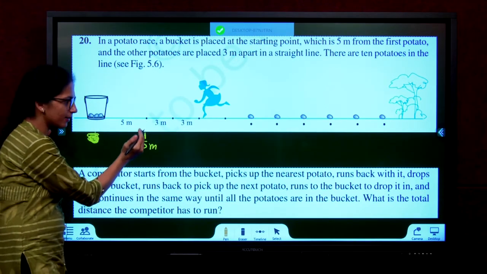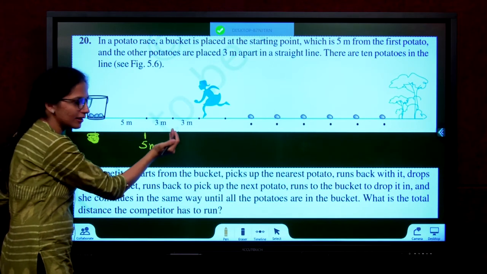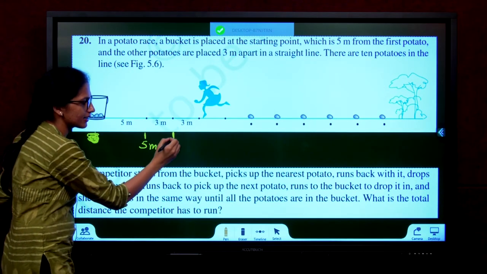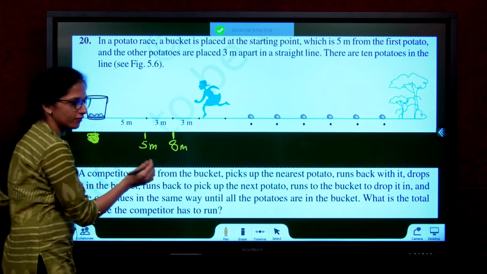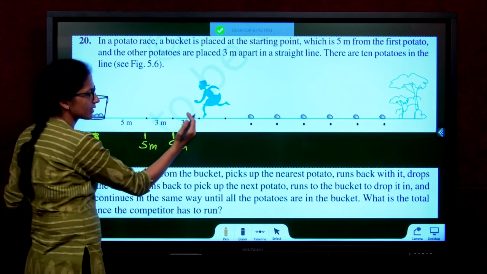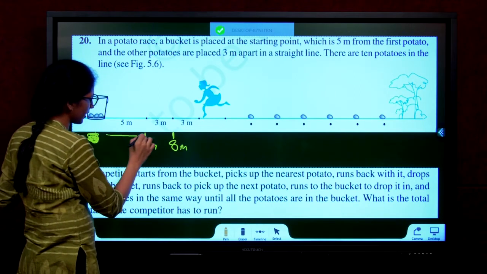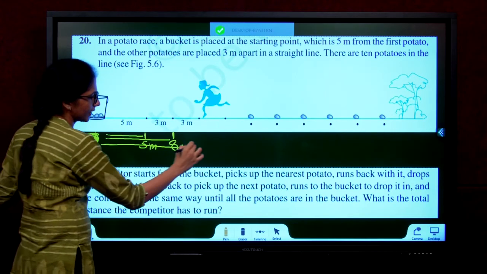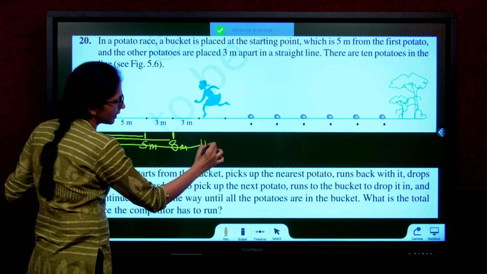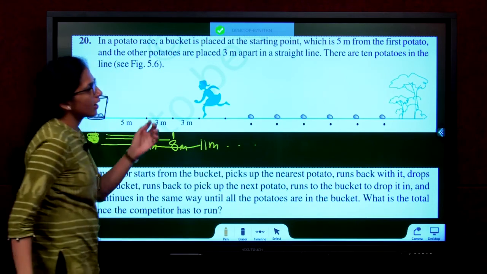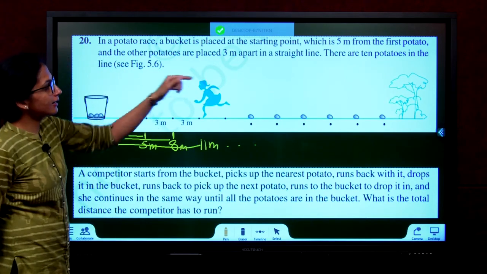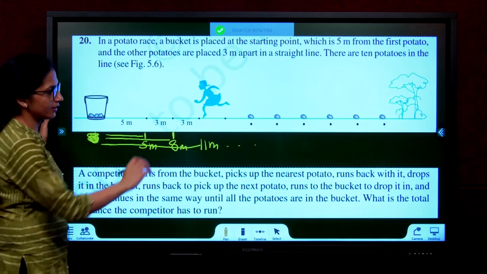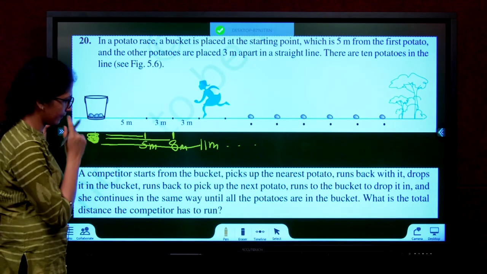If the first is placed at 5 meters, after 3 meters you have to place the next potato. Can I say it's at 8 meters? Yes, from the starting point. The first is at 5, so this will be 8. The next potato will be at 11 meters and so on. How many potatoes are there? There are totally 10 potatoes in the line.